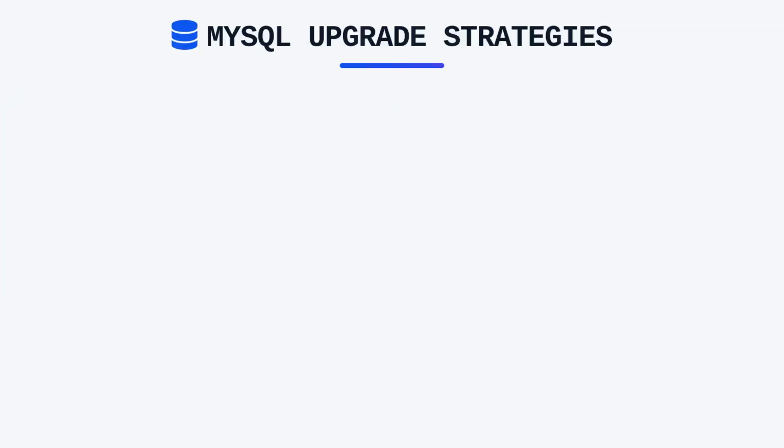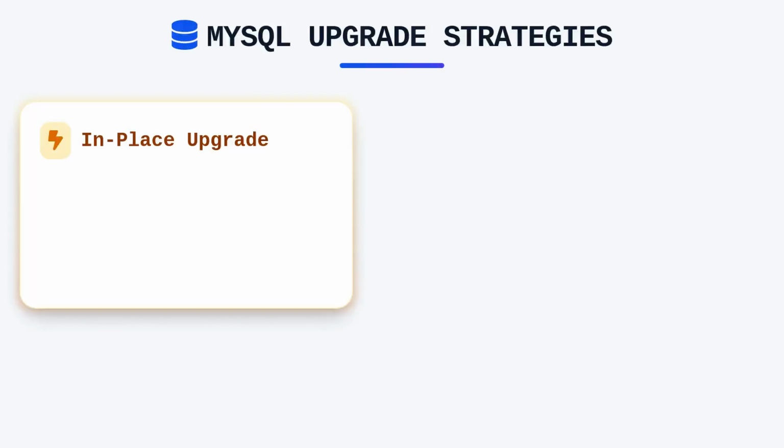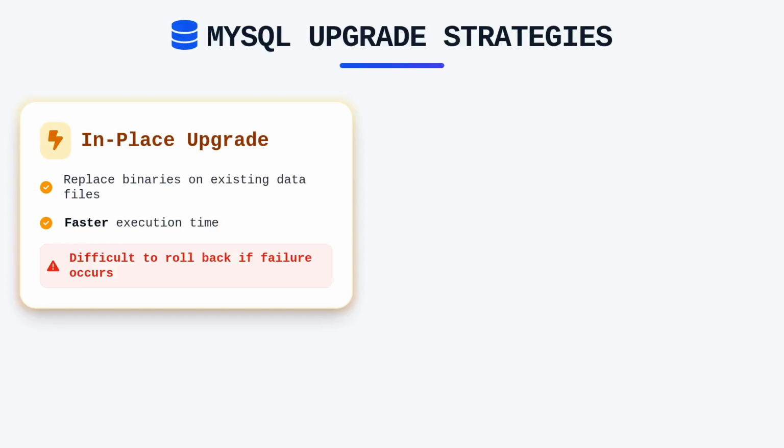Upgrading an existing MySQL installation requires a strategic decision between an in-place upgrade and a logical upgrade, each carrying different levels of risk and preparation. An in-place upgrade involves shutting down the server, replacing the binaries, and running the upgrade process on the existing data files, which is generally faster but more difficult to roll back if a critical issue arises.